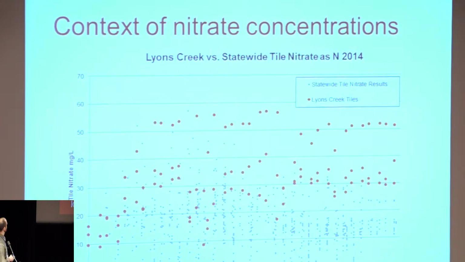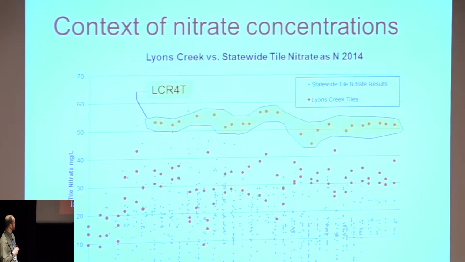This is actually 2014 information. Every circle on this graph represents a tile drain sample collected by the Soybean Association around the state, wherever they're monitoring. The red dots represent the Lyons Creek. So Lyons Creek, for the most part, represents that variation amongst the state. It's maybe a little bit higher overall. I would say it certainly is.